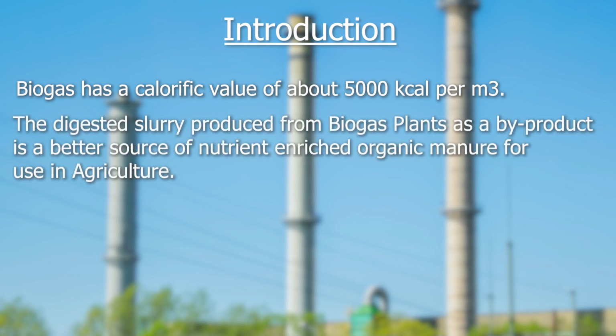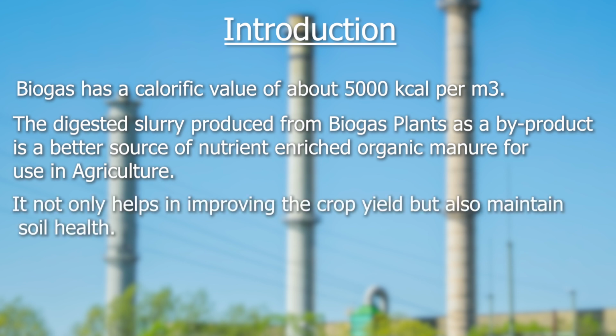The digested slurry produced from the biogas plant as a byproduct is a better source of nutrient enriched organic manure for use in agriculture. It not only helps in improving the crop yield but also maintains soil health.